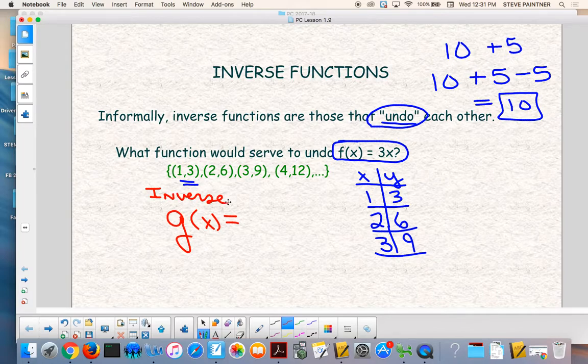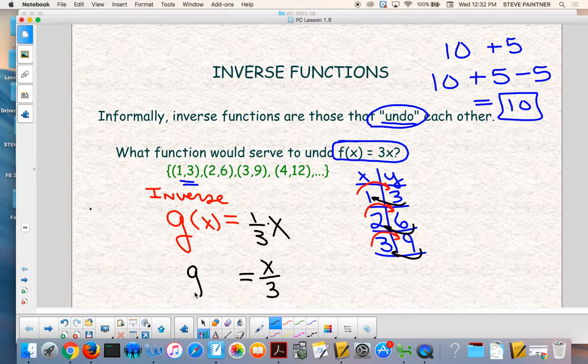So here's where you're at. You put in 1, you got out 3. You put in 2, you got out 6. 3 got out 9. I want to go this way, in a different color. Put in 3, get out 1. Put in 6, get out 2. Put in 9, get out 3. Is there a function that would do that for you? 1/3 x. Good? Is there another way I could have written it? X over 3, yes.